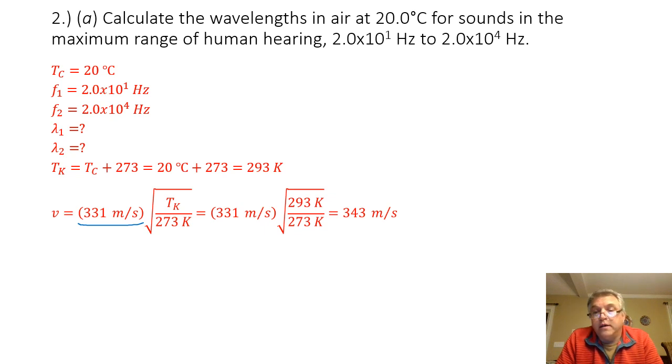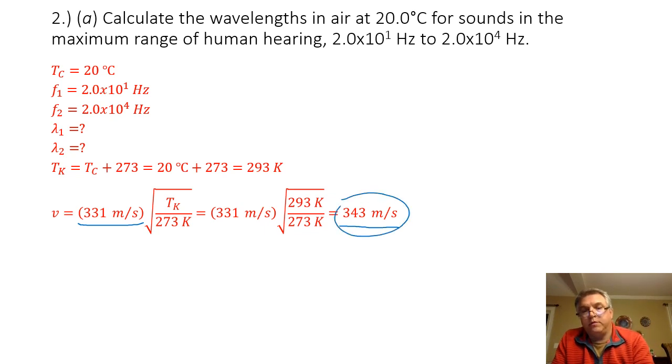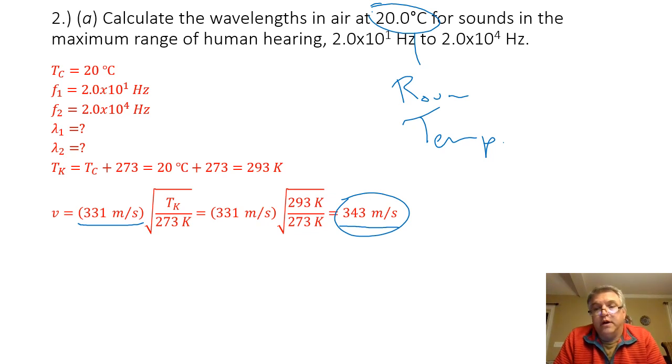When I plug my Kelvin temperature into that formula, I'm going to get a speed of the sound wave at 20 degrees Celsius of 343 meters per second. One quick note on this. You're going to see 343 meters per second come up a lot in these problems, and that is because 20 degrees Celsius is what is commonly referred to as room temperature. So that's kind of the standard room temperature, or the default temperature. When people say room temperature, they usually mean 20 degrees Celsius.